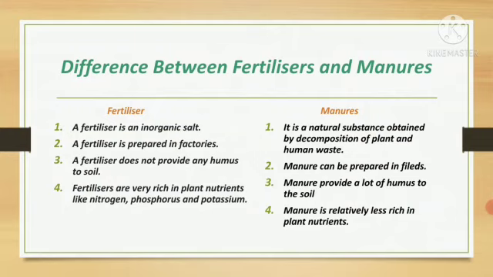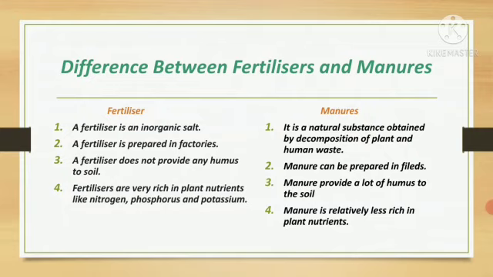A fertilizer does not provide any humus to the soil. Manure provides a lot of humus to the soil. Fertilizers are very rich in plant nutrients like nitrogen, phosphorus and potassium. Manure is relatively less rich in plant nutrients. So from the difference we can see that fertilizer is an inorganic salt and manure is an organic substance.